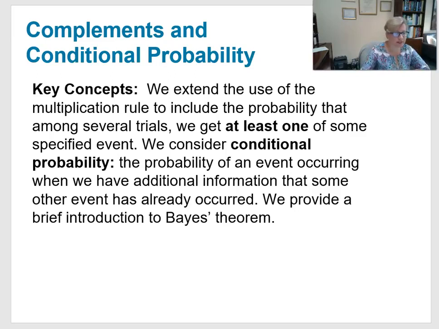In this section, we're going to discuss complements and conditional probabilities. This is when we're going to talk about "we get at least one." Those are considered conditional, the probability that an event occurs when we have additional information. So we will definitely have to maneuver some things here in this section. Be very careful with the verbiage. Normally we would also discuss Bayes' theorem, but in this course we are not going to be discussing Bayes' theorem.